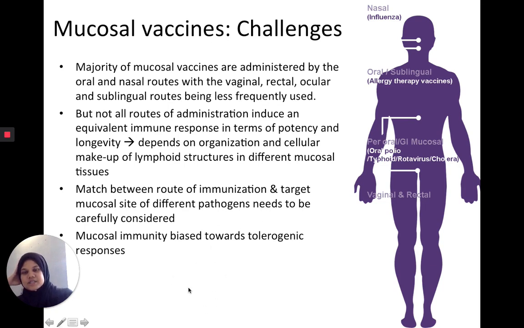But another challenge is that with mucosal immunity, as we just learned with secretory IgA, it tends to be biased towards more tolerant responses. They don't want to respond through inflammation if possible. They want to tolerate whatever they encounter. So those are things that need to be considered, like you might need to use adjuvants and things like that.